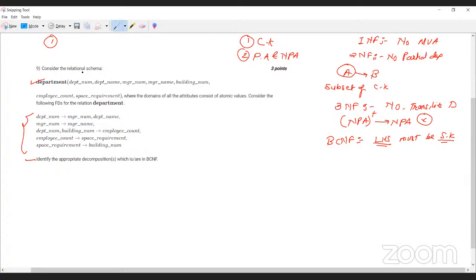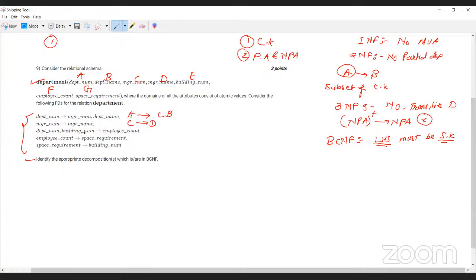So what I will do, I will consider this as A, this is B, this is C, this is D, this is E, this is F, and this is G, right? So department number means A determines C and B, right? Manager number, manager name. I am just simply renaming these attributes as A, B, C, D so that I can simplify this relation. So manager number, that is C. So C determines D, right?